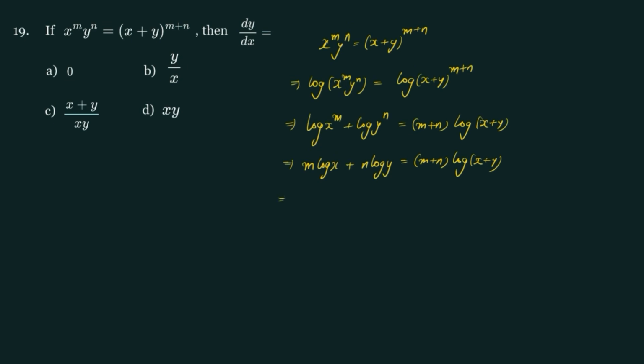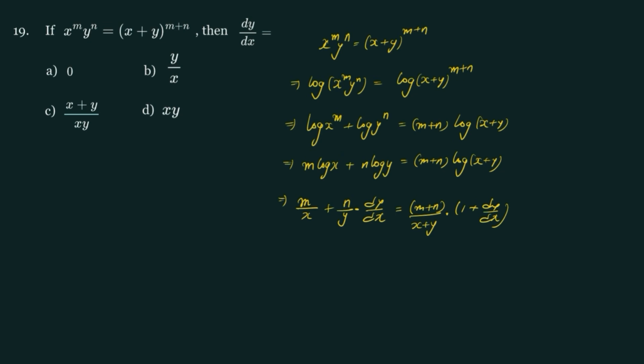Then it will be m is constant, so d/dx of log x is 1 by x, plus n is constant, d/dx of log y will be 1 by y, dy by dx equals to m plus n is constant, so d/dx of log x plus y will be 1 by x plus y, and we have to differentiate x plus y also. Then it will be d/dx of x is 1 and d/dx of y is dy over dx.